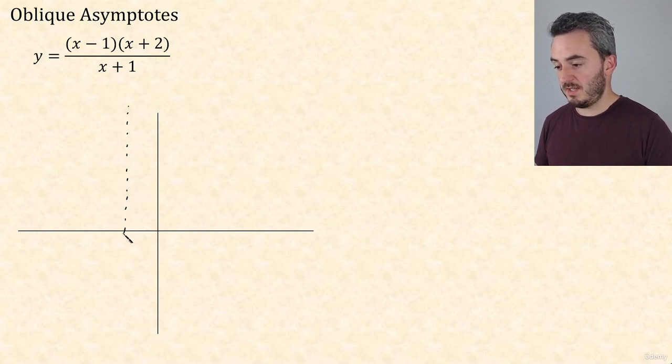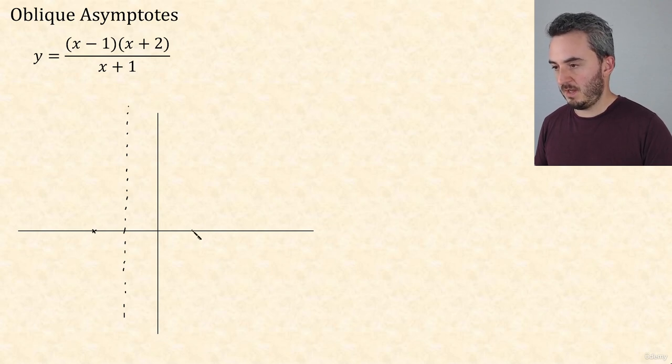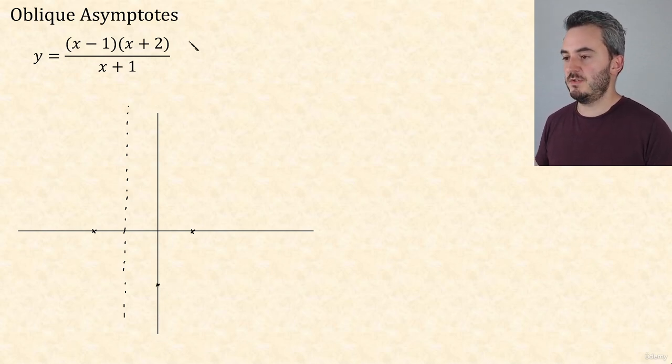This one, however, does have some roots. The previous one had a single repeated root, but this one's got two roots at minus 2 and 1. So it's going to cross the axes here and here. I can figure out a y-intercept as well because when x is 0, I've got minus 1 times 2, so minus 2 divided by 1, so it's minus 2. So we do have a y-intercept there.